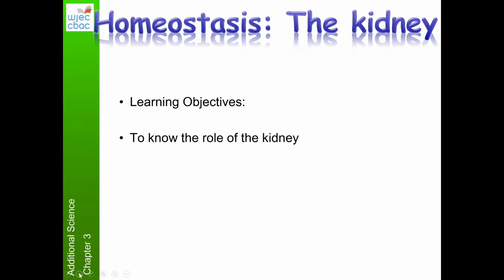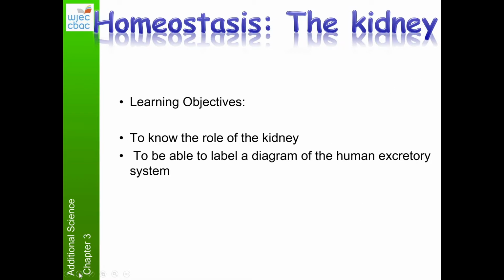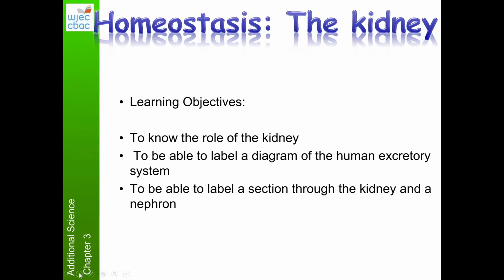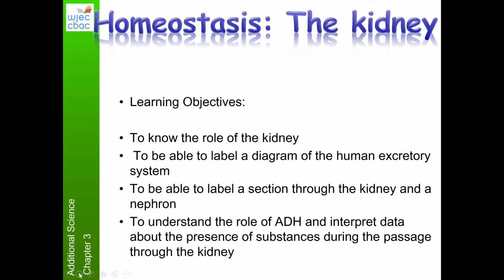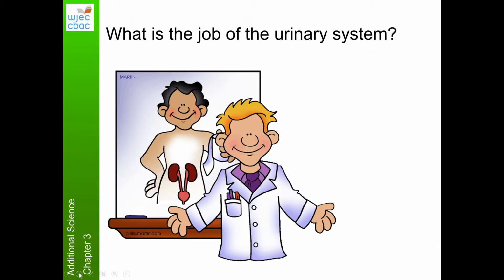So the learning objectives are to know the role of the kidney, its job, its function, to be able to label a diagram of the human excretory system, and to be able to label a section through the kidney and its parts, and something called a nephron, which are the filter units within the kidney, and to understand the role of ADH and interpret data about the presence of substances during the passage through the kidney. Each of these objectives we will cover in separate lessons. So we will be looking at the first probably three in this first lesson today, but the role of ADH later will be another lesson.